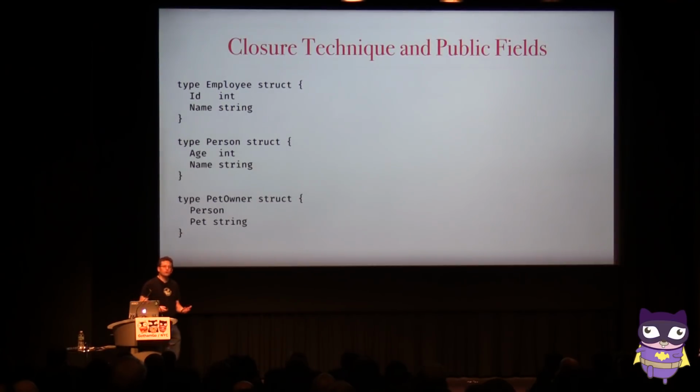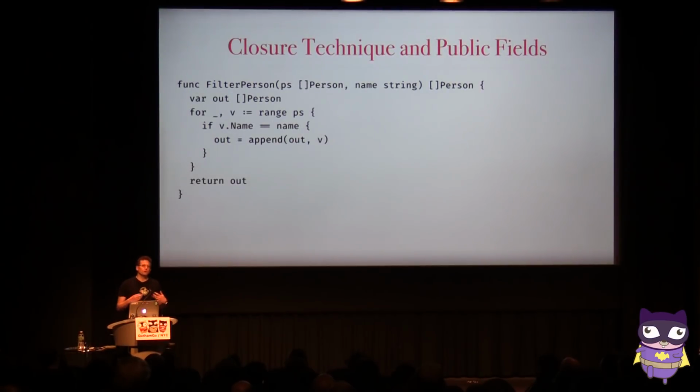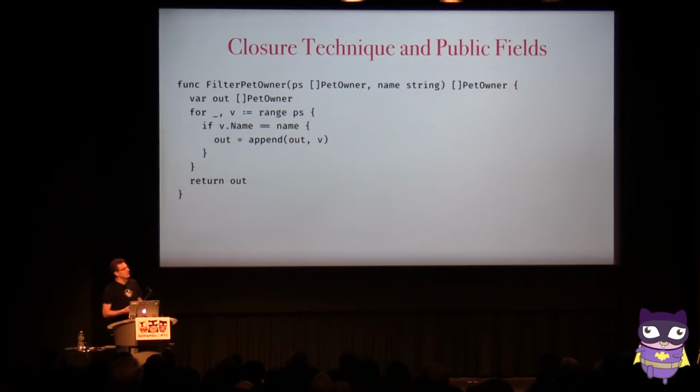You can pass in a closure to a function that wraps access to the struct and returns the value of the field that you're accessing. So say we have a name field in a struct person, a name field in a struct employee, and a pet owner struct that embeds a person struct inside of it. And let's say we want to write functions to filter based on name. Normally, you have to define 3 different functions, right? You have one for person, one for employee, one for pet owner. And it's the exact same code, the same thing over and over again.